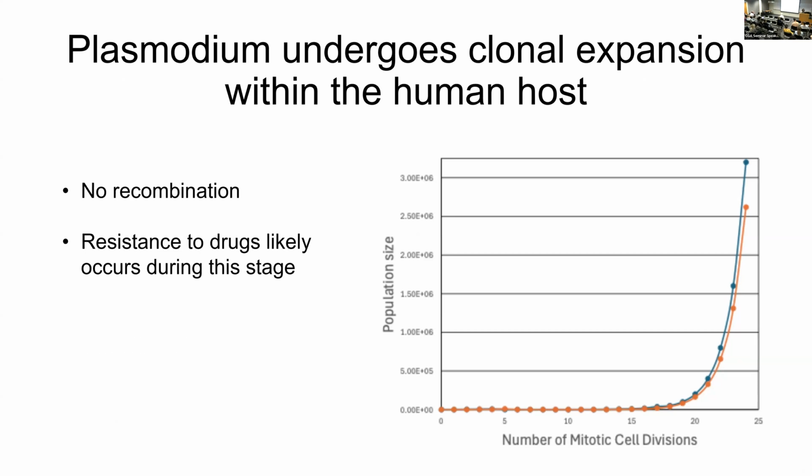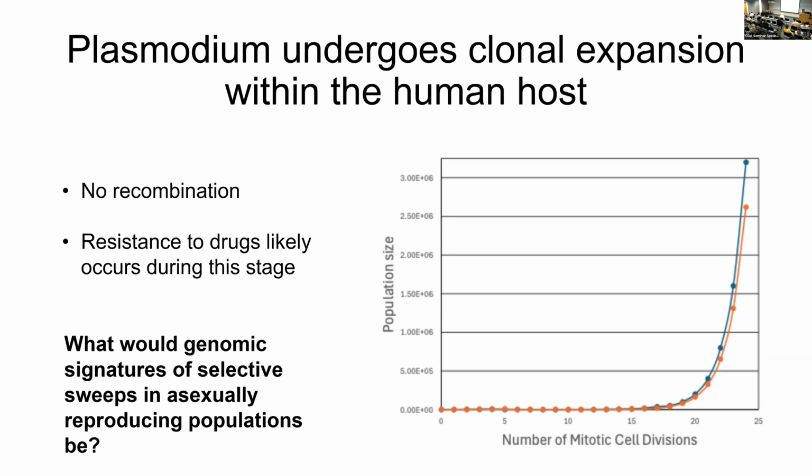That got us thinking about what the genomic signatures of selective sweeps would be in asexually reproducing populations. We've done a lot of work on recombining species; we've seen those sweep plots everywhere. But if you have zero recombination, we don't really know what an SFS, a site frequency spectrum, would look like, okay?